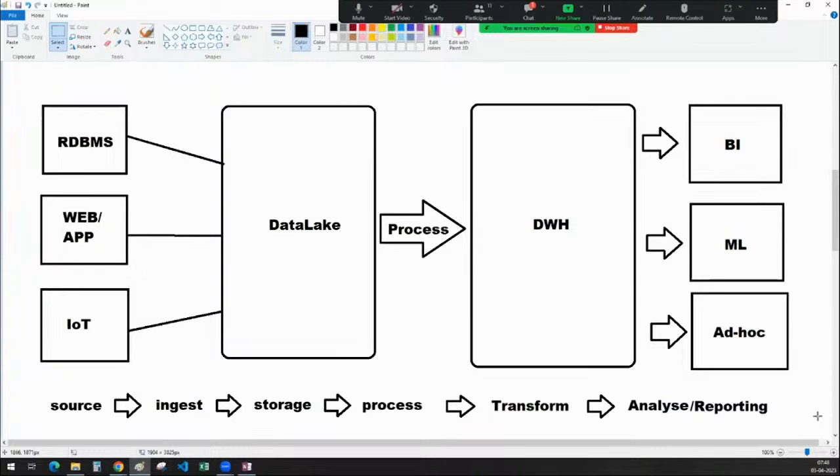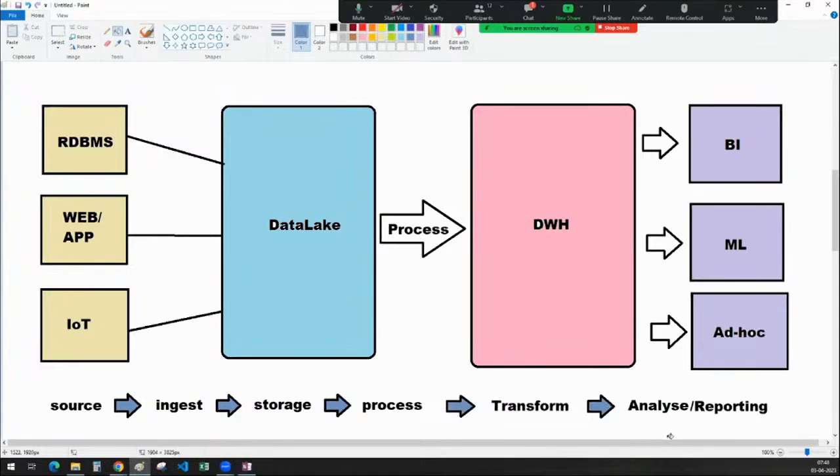Okay, this is a typical architecture. In this one, you are having data sources from here and here, and you are ingesting into the data lake, and from the data lake to the data warehouse. Finally, you will be having different requests. So based on this, in a data life cycle, these are the processes that you are coming up with, guys. You are having a source, ingesting, storing, processing, as well as transforming the data. So this is a typical architecture.